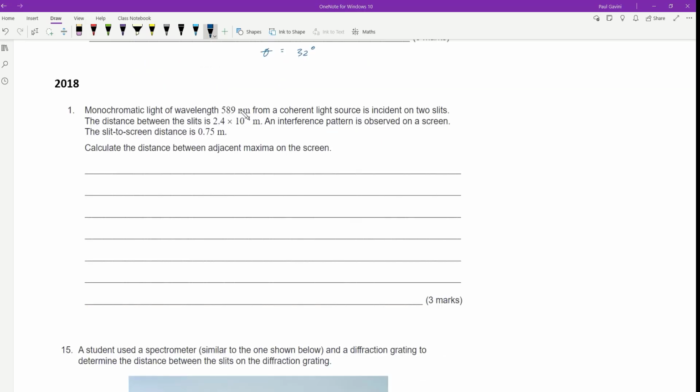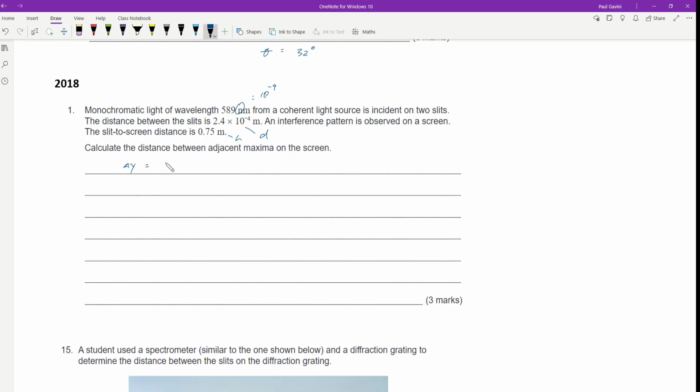So monochromatic light, we've got a wavelength here. Remember, nano is equal to 10 to the power of minus 9. Coherent light source between two slits. Okay, so there's your d value, interference pattern is produced, and that's going to be my L value. So let's grab our equation, our tool to do this one.